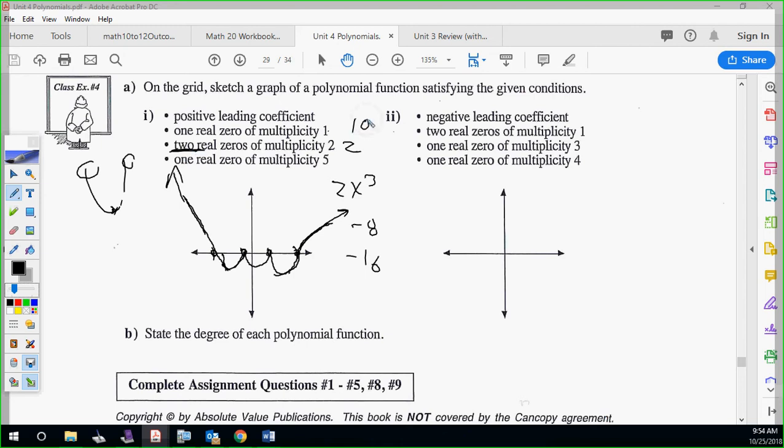Okay, because 1 real 0 multiplicity 1, so that's a 1. 2 at 2, so that's 2 and 2. And then 1 at 5. Then you add that for your degree. So then over here, 2 at 1, so that's 1 and 1. 1 at 3, 1 at 4. So 4 plus 3 plus 1 plus 1 is 9. So it's going to be odd. It's going to finish differently.